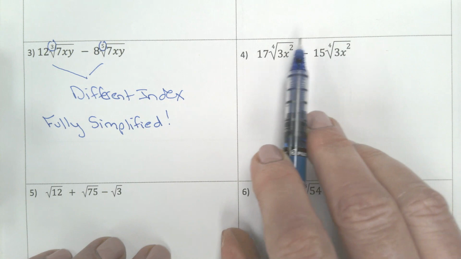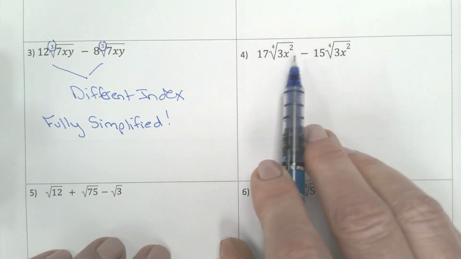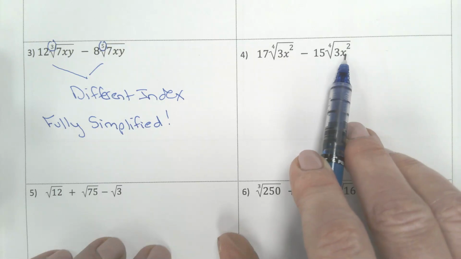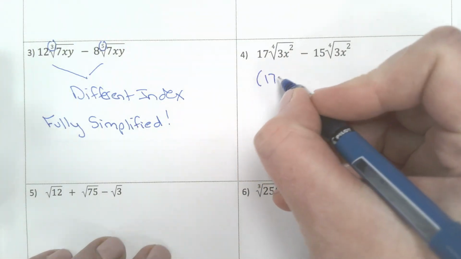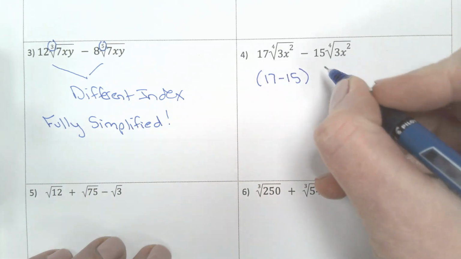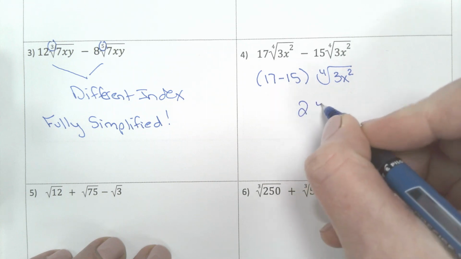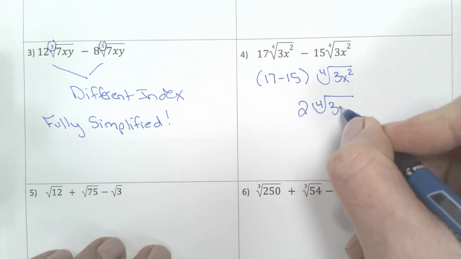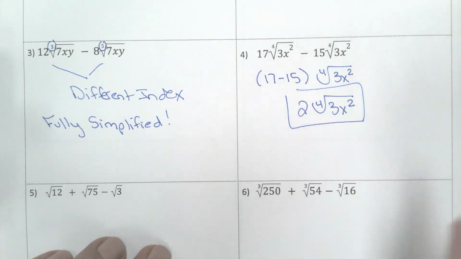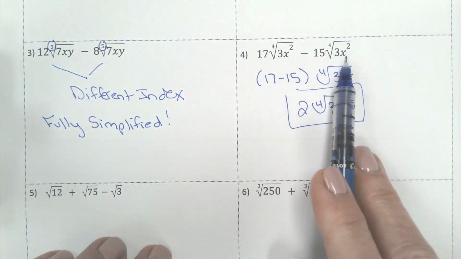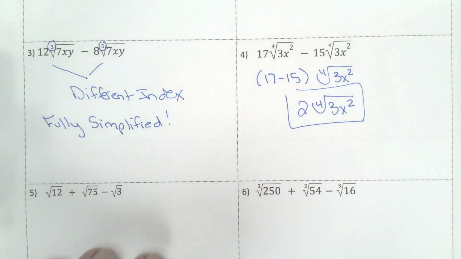Do I have the same index? Yes. Do I have the same number-letter combination under the radical sign? Yes. So then I just go 17 minus 15. 4th root of 3x squared, that would give me 2 times the 4th root of 3x squared. So as long as everything about the radicals match, I'm good to go.